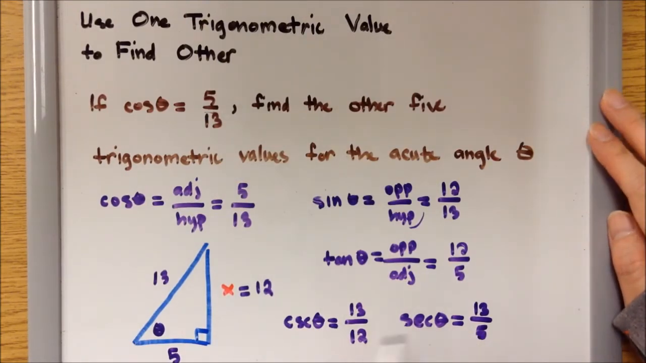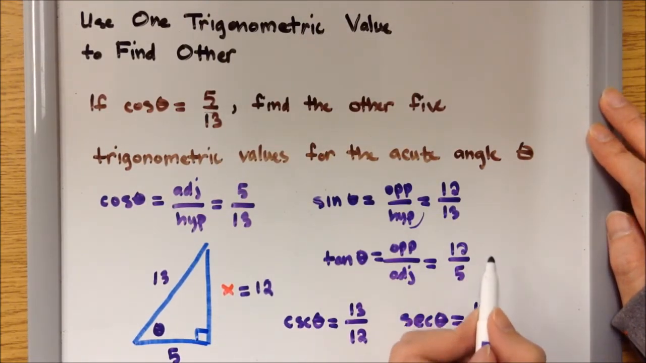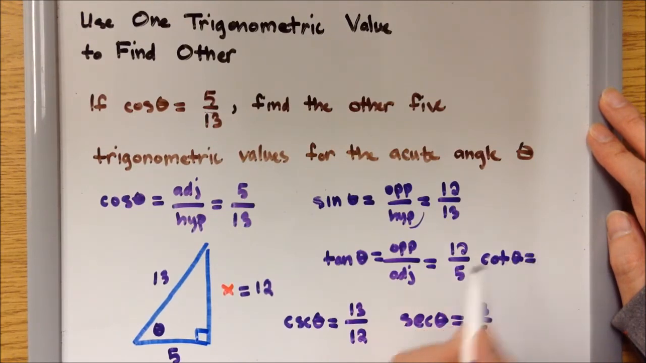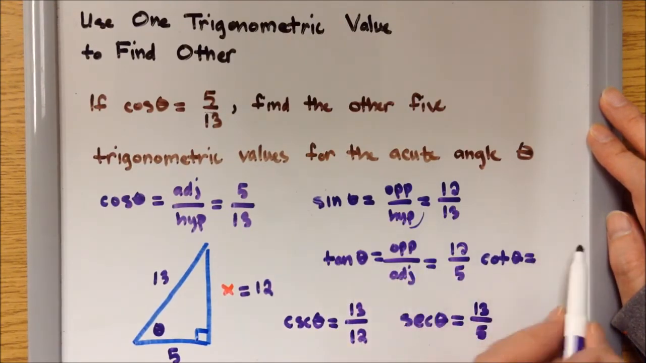And then, I don't have room, so I'm going to write right here, cotangent theta is the flip version of tangent theta. So adjacent is on the bottom, now adjacent is going to be on the top, which is 5.